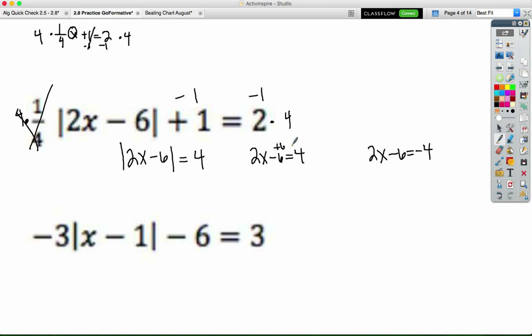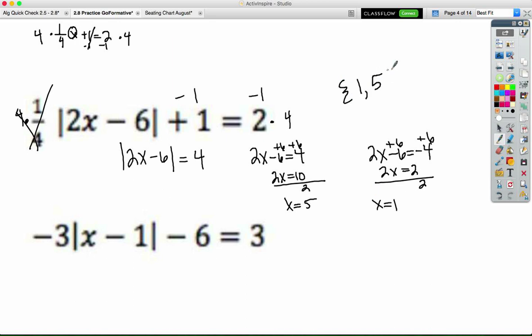So when I add 6 to both sides, you're left with 2x equals 10, and 2x equals 2. So when we divide by 2 on both sides, we get x equals 5 and x equals 1, so we list them from least to greatest, 1, 5. The next one, same thing here.